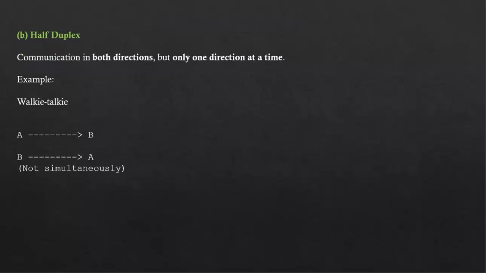Moving on, half duplex allows communication in both directions, but not at the same time. One device transmits first and the other device can transmit later. A very simple example is a walkie-talkie. When one person is speaking, the other person waits and then they take their turn.